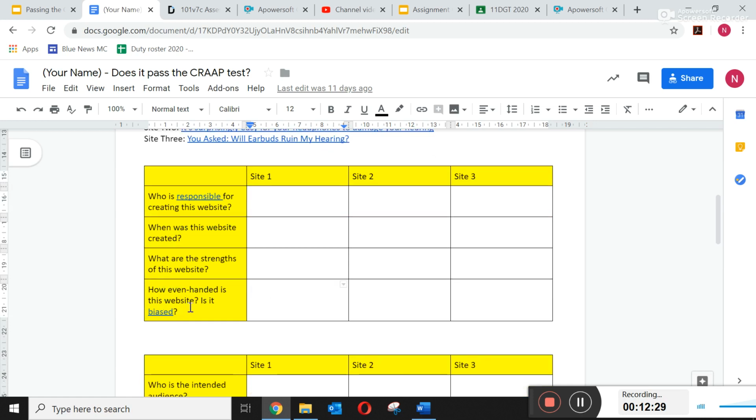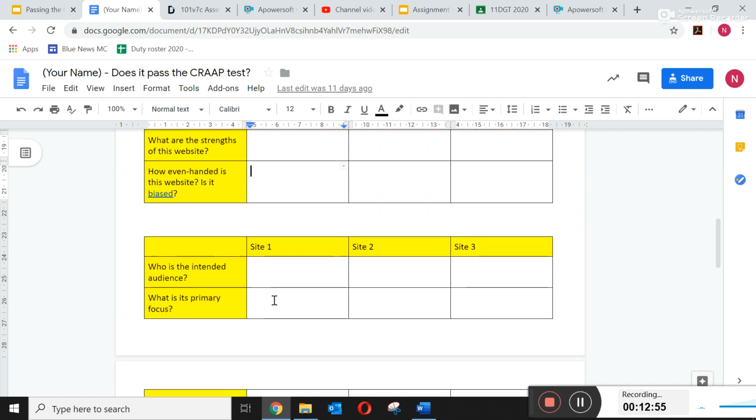How even-handed is this website? Is it biased? Think about the language that they're using. Is it really emotional? Do they look at both sides of the argument? Do they talk about all sorts of different opinions? Do they get their information from all sorts of places? Those are examples of what you can write about. Those are the sorts of things that you need to look for if you're going to answer this question: is it biased or is it not?